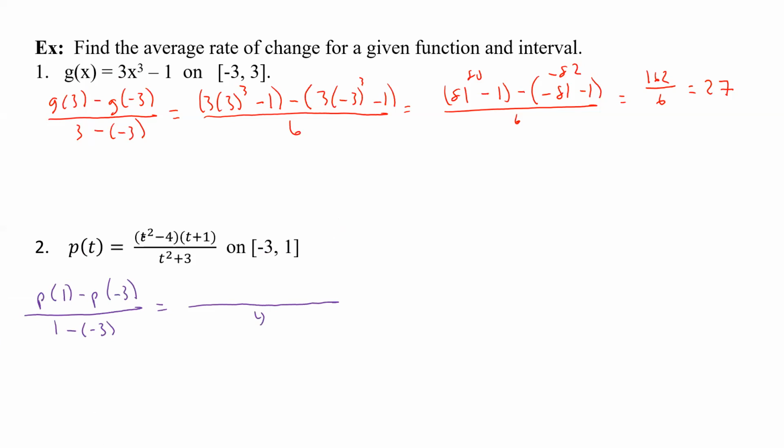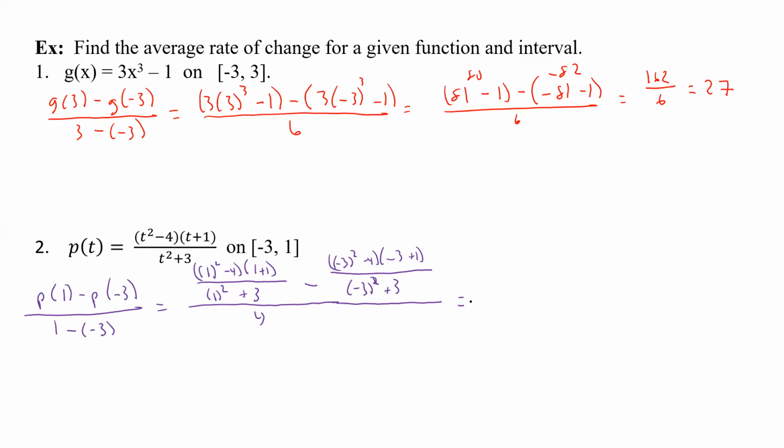Now, if we plug in 1 here, this is going to be more complex. So we have 1 squared minus 4, and then times 1 plus 1, over 1 squared plus 3. And then after that minus, and then we'll have a little bit more space. And so now we're going to plug in negative 3 here. So it's going to be negative 3 squared minus 4. And then we'll have negative 3 plus 1, all over negative 3 squared plus 3.